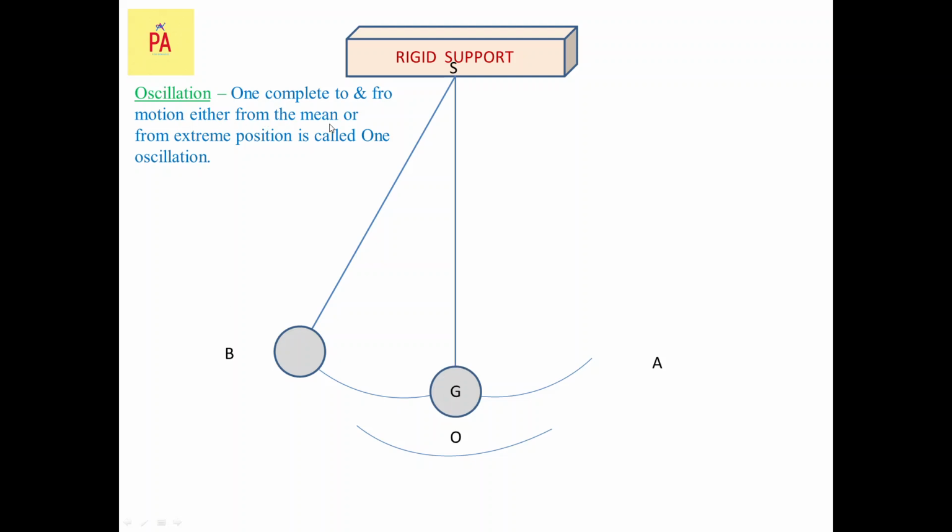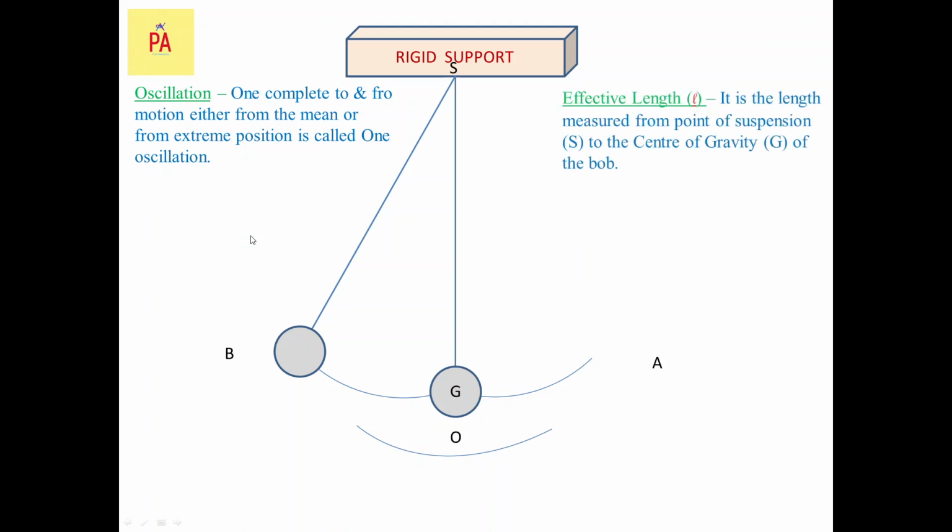That is what I have written: either from the mean position. Now, if I consider any one position, say from A, it will come through the mean position to B, and from B it will again return to A. That is also one oscillation. Again, if I consider B as the extreme position, then from B through the mean to A, and from A back finally to B, that is also one oscillation. Hope you have understood this part. If any clarification questions remain, please comment on the comment section.